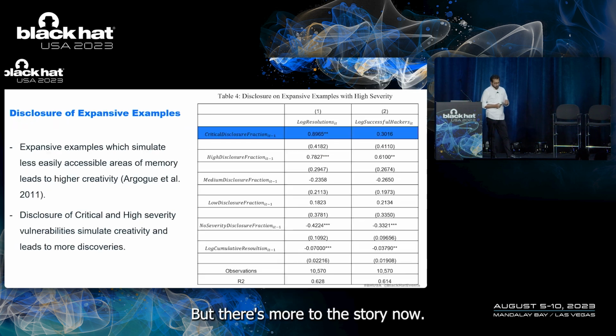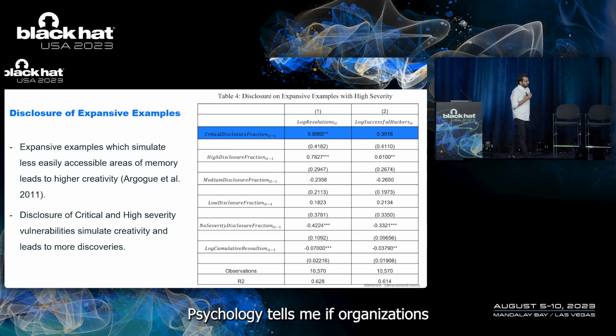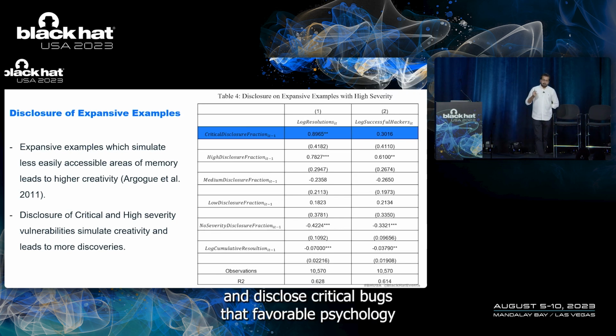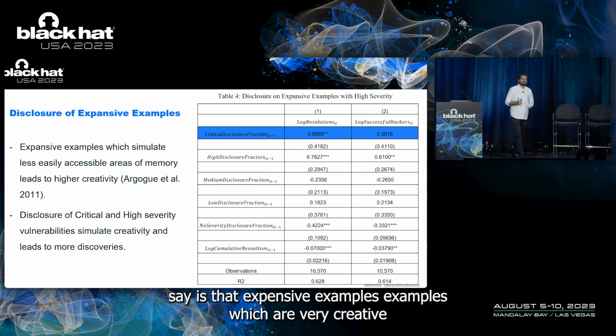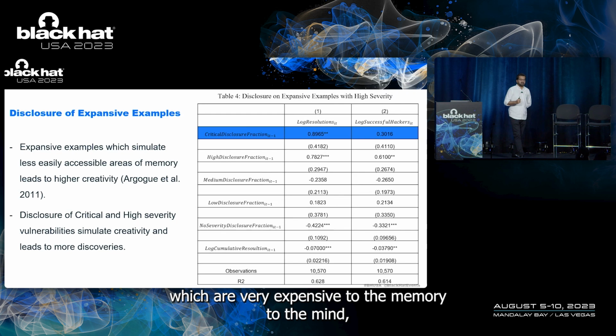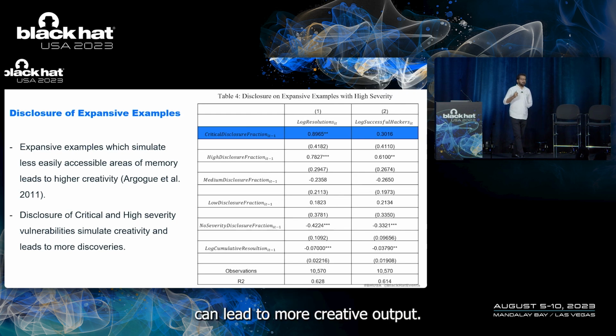But there's more to the story. Now, what should firms do? Should they just not disclose? Theory, psychology, tells me that if organizations disclose critical bugs, that's favorable. Psychology says that expansive examples, examples which are very creative, which are very expansive to the memory, to the mind, can lead to more creative output.